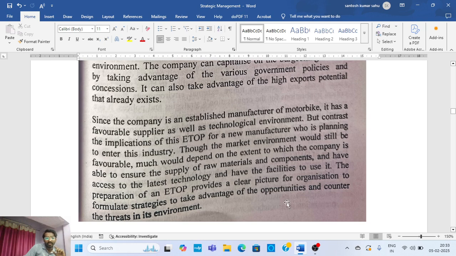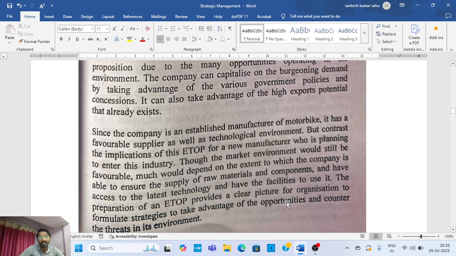and counter the threats in its environment. ये आपको एक क्लियर पिक्चर है समराइज करके दे देगा कि what is the advantage of the opportunity, आपके लिए क्या क्या अपॉर्चुनिटी से आगे आएगा, at the same time it also shows the threats in its environment. ये पूरा स्ट्रेटजीज को फॉर्मुलेट कर देगा by the preparation of the ETOP, right? So this is all about what we discussed about the ETOP today in the class.